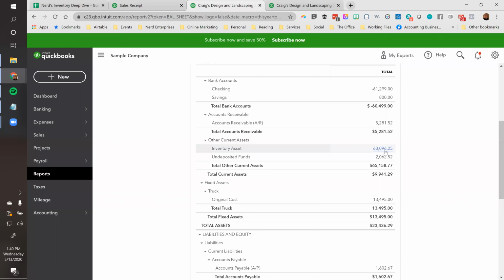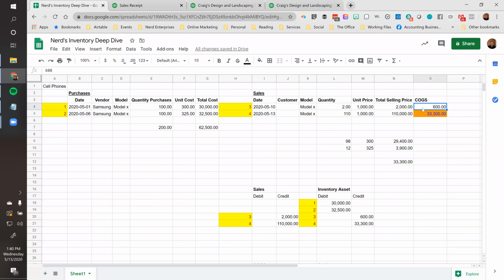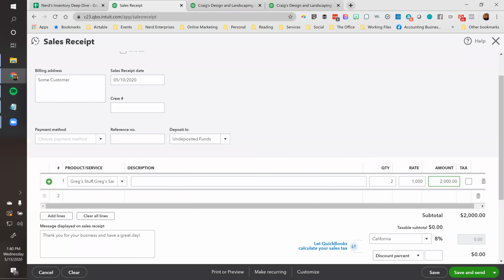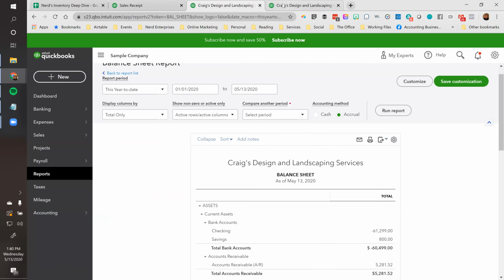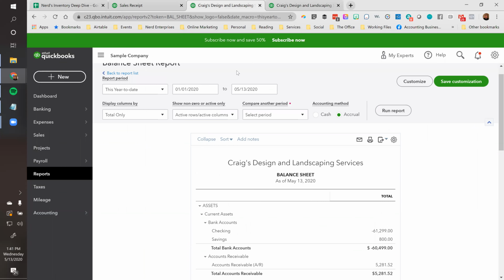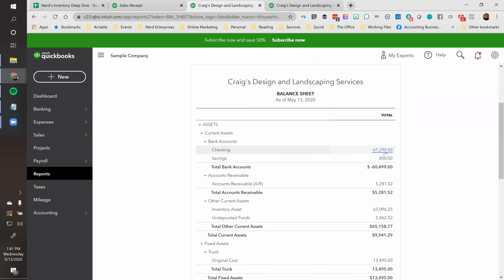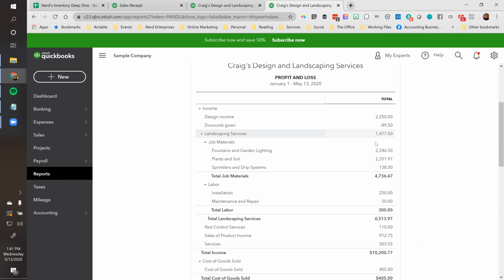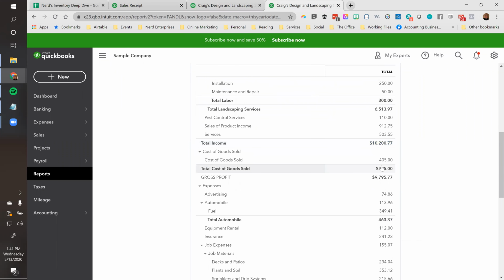So what's going to happen is we're going to reduce inventory by $600, right? And then we're going to increase our income, right? I created a separate income account for this. So we're going to see cell phone income show up here for $2,000, right? And then back over here, we're going to see this negative $61,299 decrease by $2,000 because it's going to get less negative, right? We're going to add $2,000 to this number. So this is going to increase by $2,000. This is going to decrease by $600. Sales is going to increase by $2,000. Cost of goods sold is going to increase by $600.